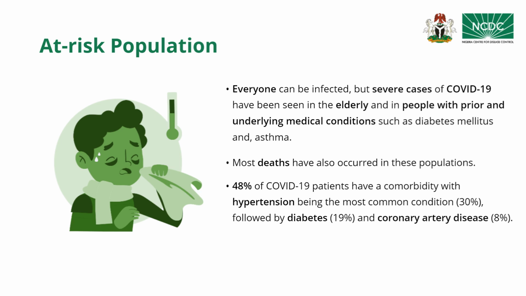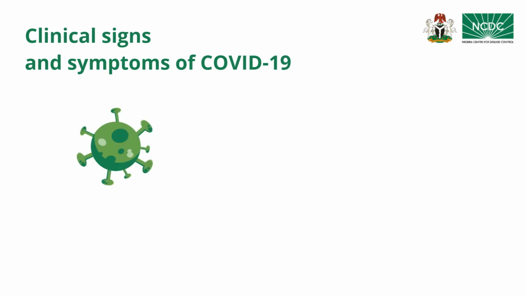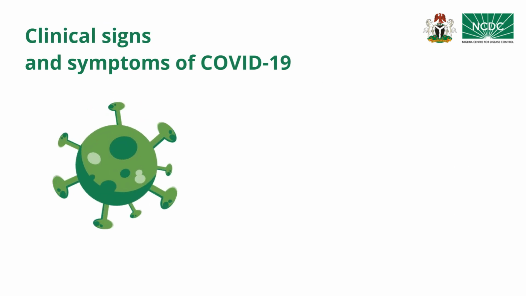Other common comorbidities include diabetes and coronary artery disease. People who are obese or smoke are also known to be at a high risk. What are the clinical signs and symptoms of COVID-19?